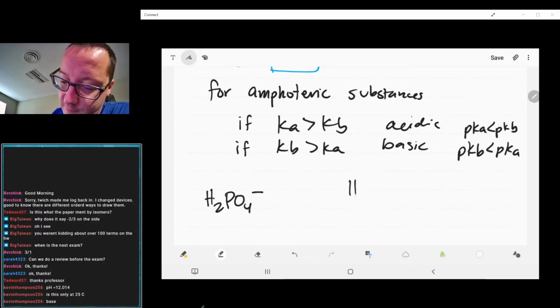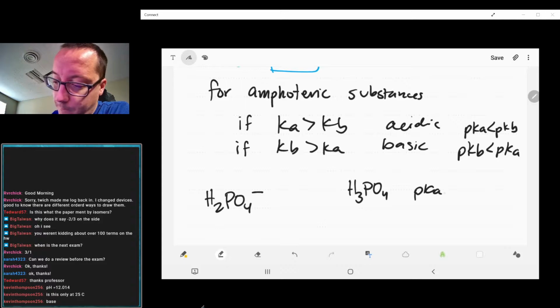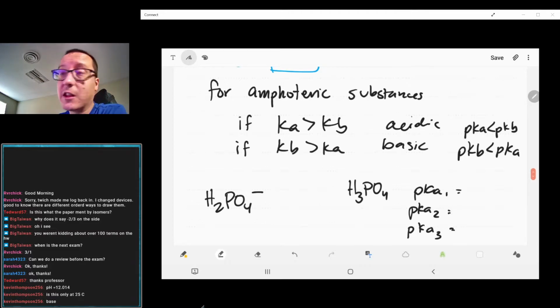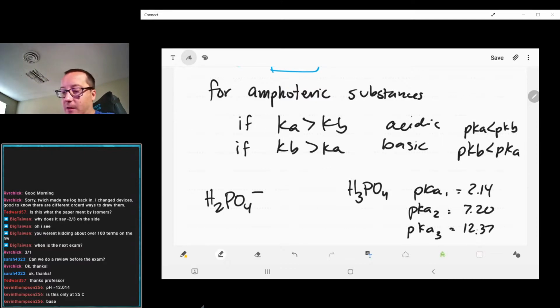If we look at phosphoric acid, sometimes you're going to have to search the page, or you can just Google them. Honestly, you'll probably get a lot of your pKa's easily that way. 2.14, 7.20, 12.37. These are the pKa's for phosphoric acid.